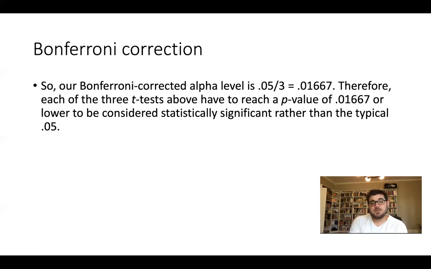The simplest way to do this is the Bonferroni correction. That's where you take your type 1 error rate, or alpha level as it's called, which is usually 0.05, and you divide it by the number of tests you're going to do. So if you were going to do 3 tests on the same data, you divide 0.05 by 3, and you end up with 0.01667. So now for something to be considered significant, it can't merely get past 0.05, it now has to get past 0.01667. So we just made it harder to become statistically significant.